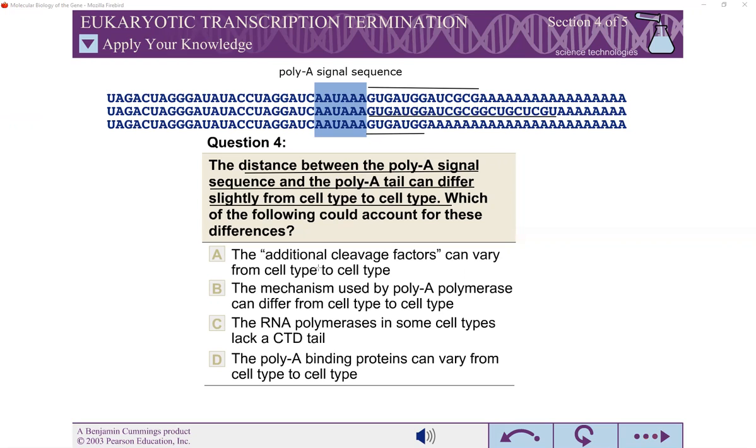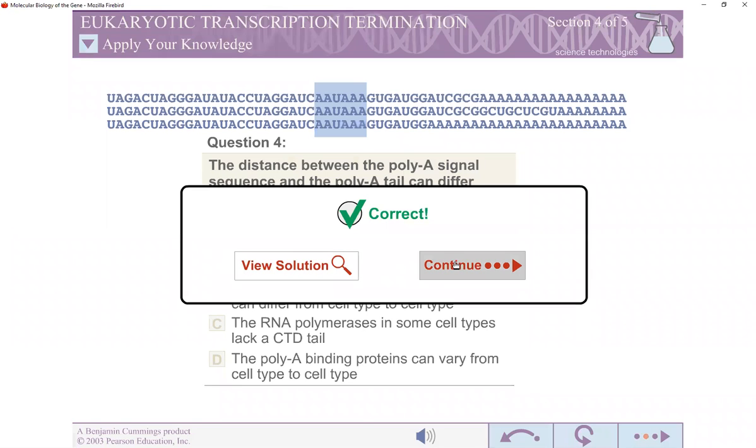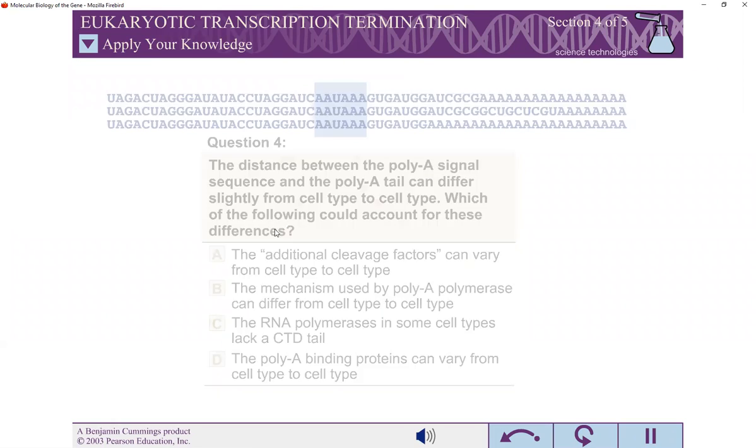So why this variation? The additional cleavage factors can vary from cell type to cell type. The options are: the mechanism used by polyadenylation polymerase can differ from cell to cell; the RNA polymerase in some cell types lacks a carboxy terminal domain; the poly A binding protein can vary from cell to cell type. Actually, it is always about the cleavage factors, which vary. Correct. Cleavage factors ensure how and where the binding is going to take place.